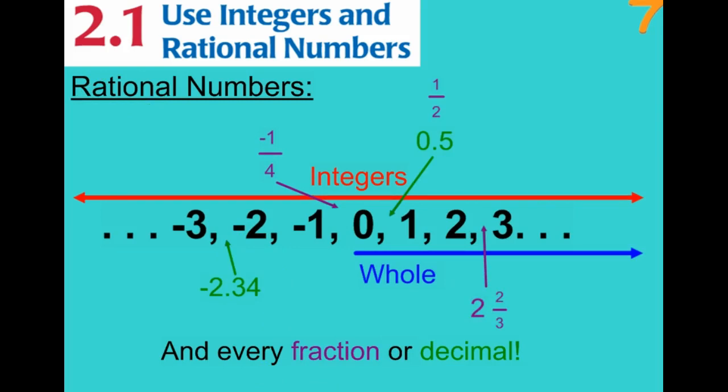Same with any decimal. I could owe someone $2.34. I could convert a decimal to a fraction. 1/2 is the same as 0.5. Those are both rational numbers. They make sense. They end or they repeat. Like 2 2/3 would really be 2.6 repeating. That's okay.